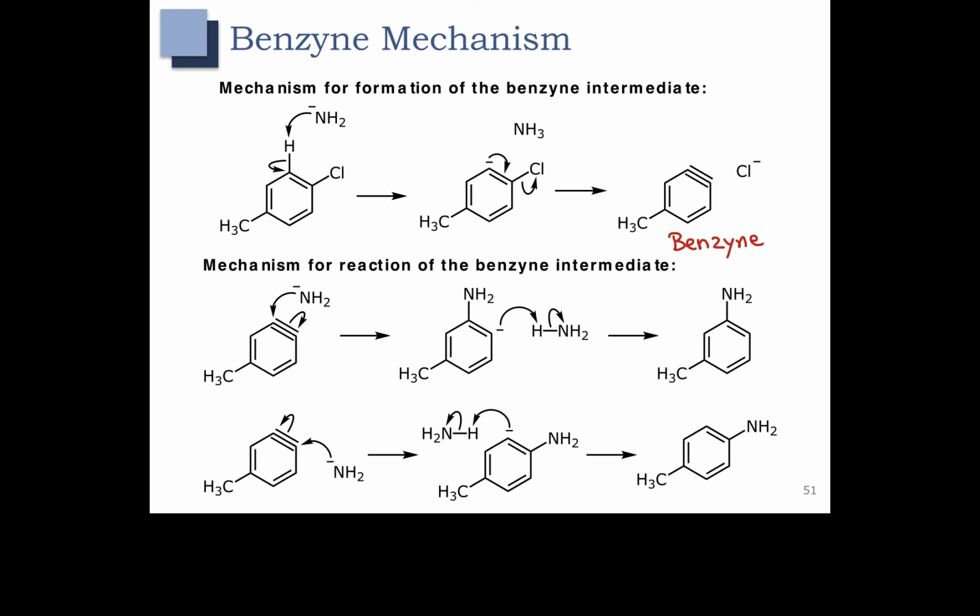The benzyne can then react with another equivalent of NH2-. And that's what you're seeing in the bottom here. NH2- comes in, and it can attack either side of the benzyne. So it can attack the left carbon of the benzyne or the right carbon of the benzyne, as shown in the bottom. When we get attack at the left carbon of the benzyne, the electrons are pushed onto the right carbon. And when we get attack at the right carbon, the electrons are pushed onto the left carbon.